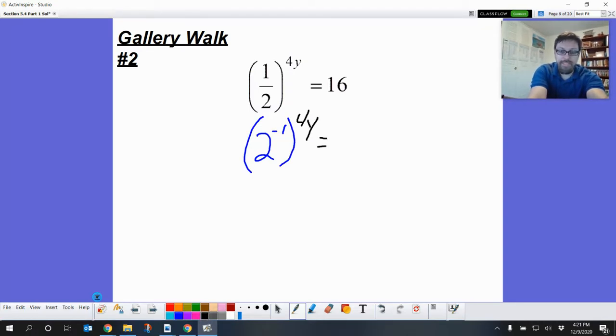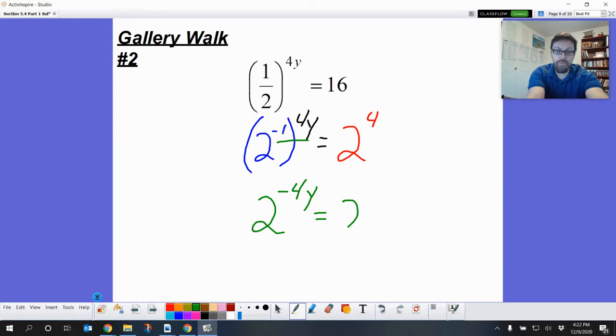Then take a look at that 16. Now I've got a 2 over there. Can I make this a 2? So let's see, 2 squared is going to be 4. 2 cubed is going to be 8. 2 to the 4th is 16. Cool. Now, I've almost got this cleaned up, but I want to do something over here. I want to use my power rule and multiply those exponents together. So I get negative 4y equals 2 to the 4th.